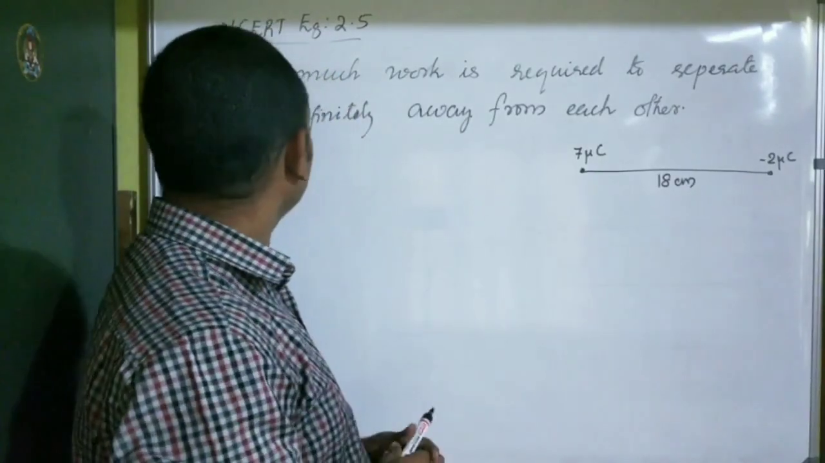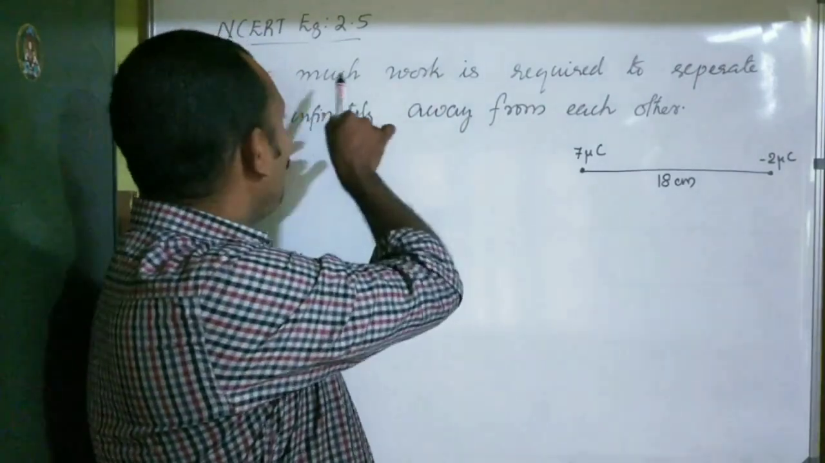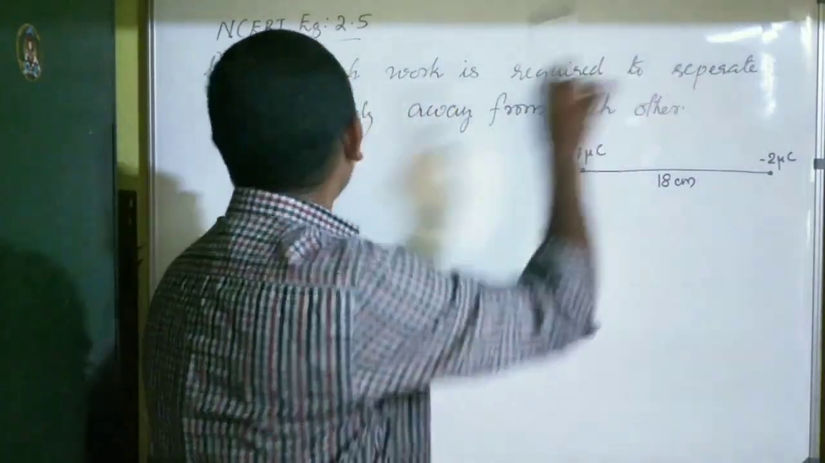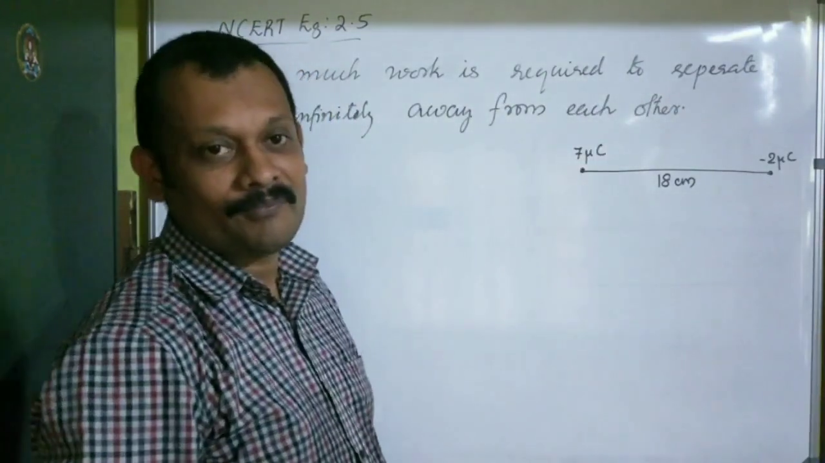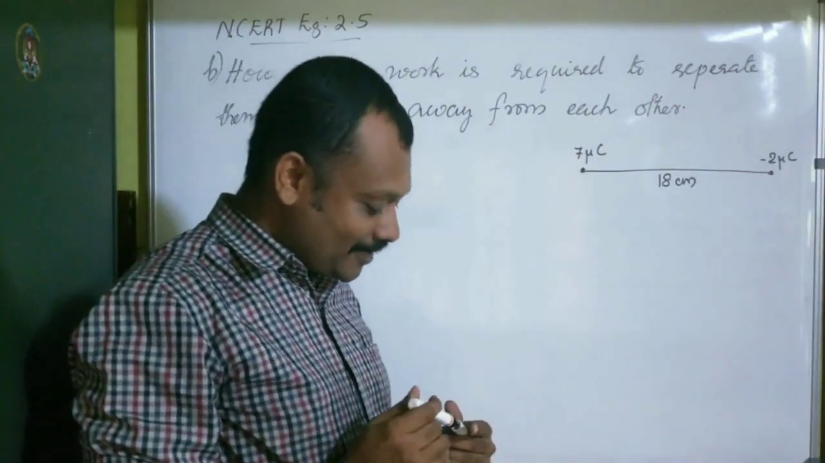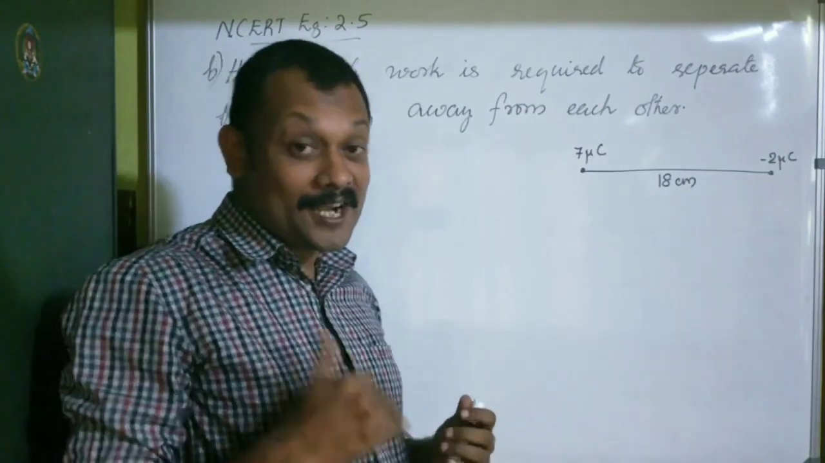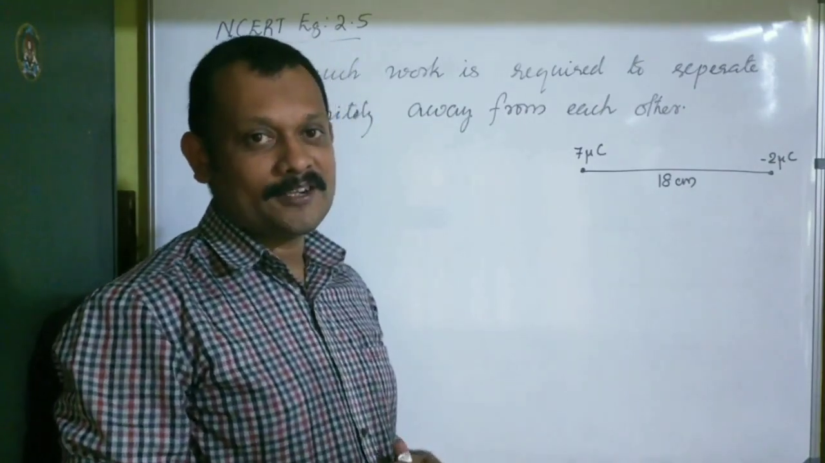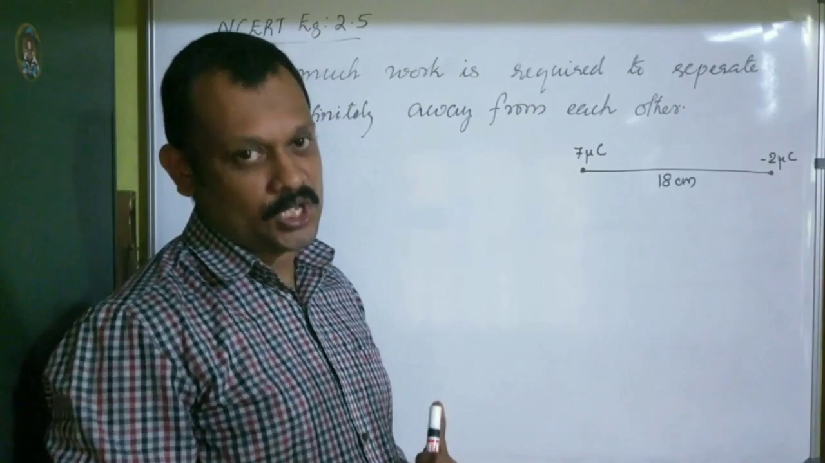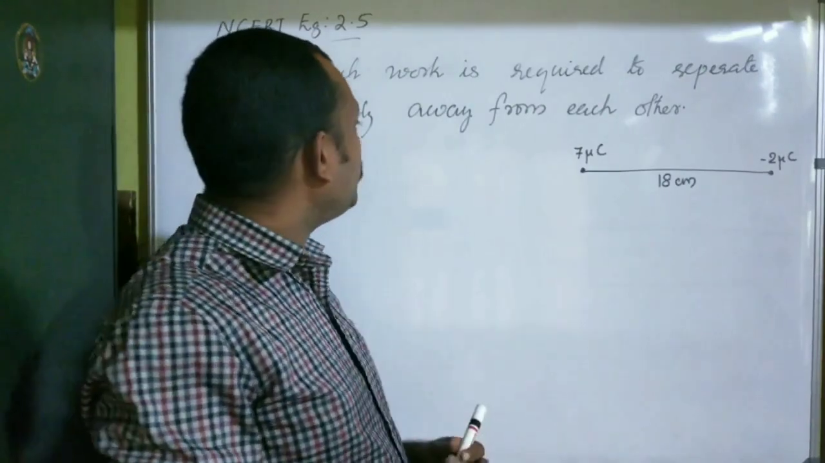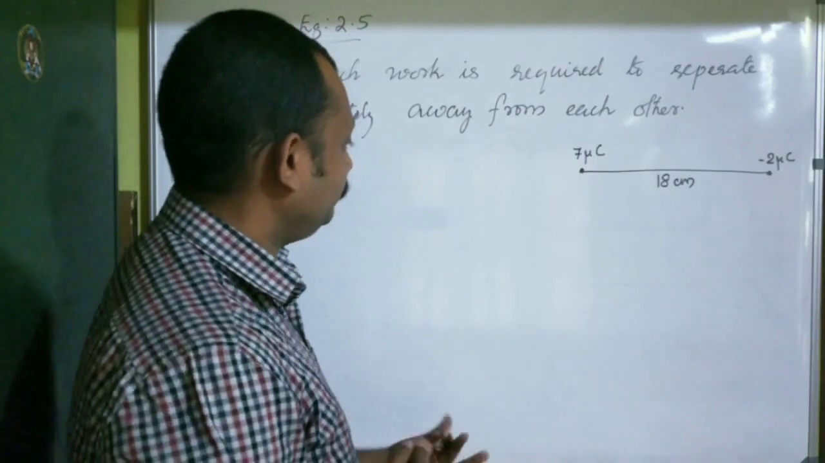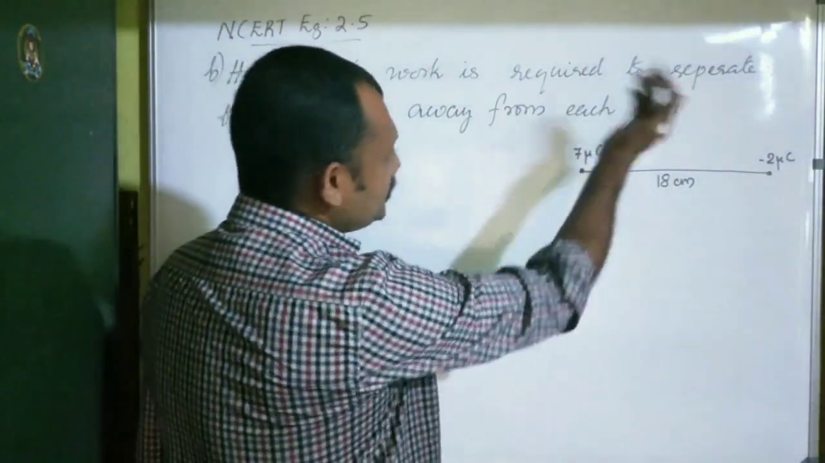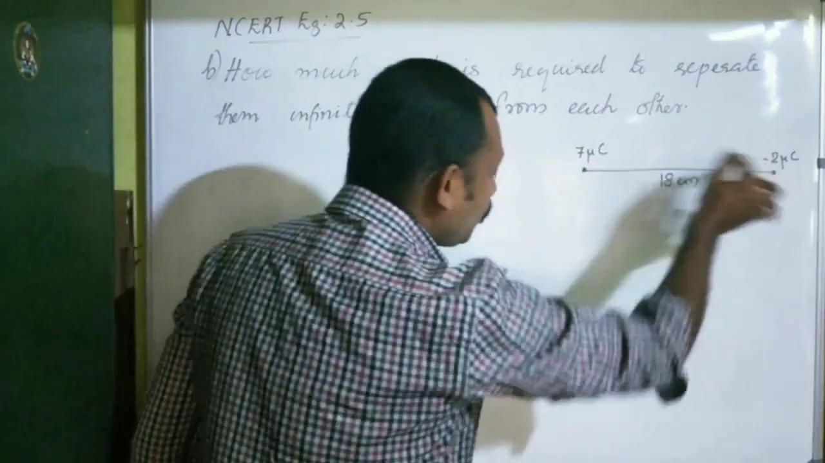Second part of the question. How much work is required to separate them infinitely away from each other? Work done to separate. Work done by whom? It's the work done by the external agency, in order to separate the two charges infinitely away from each other. So it is taken to infinity from this orientation.